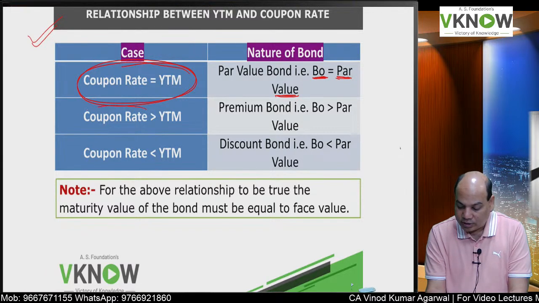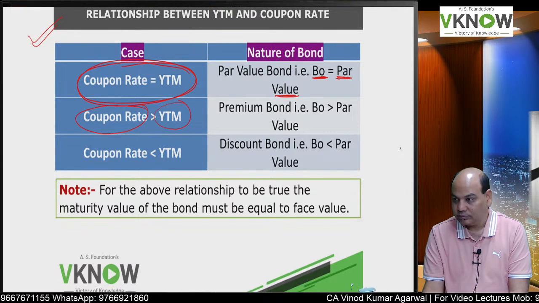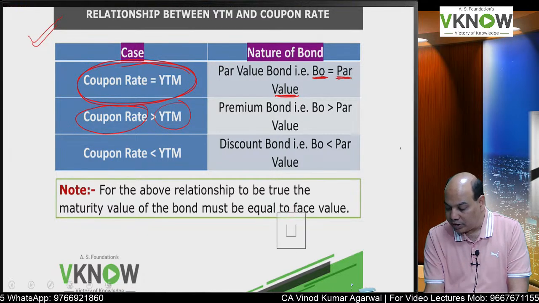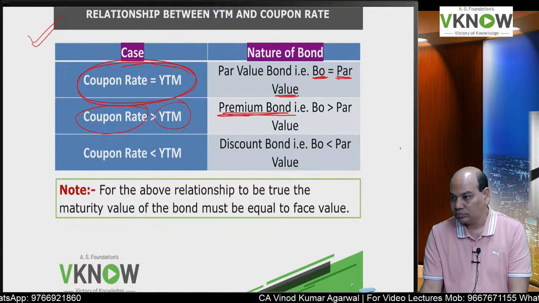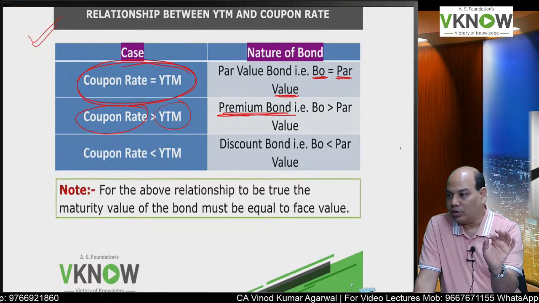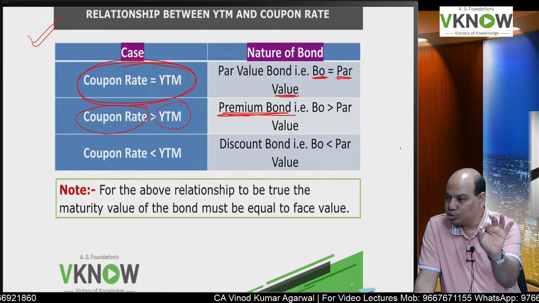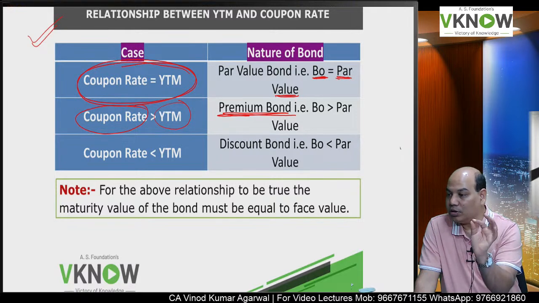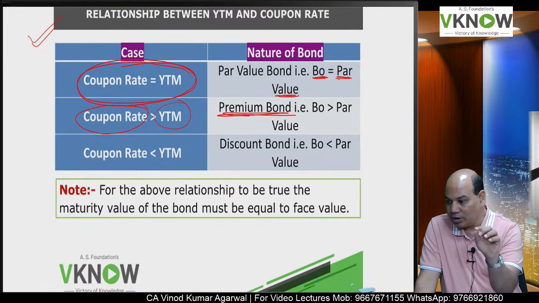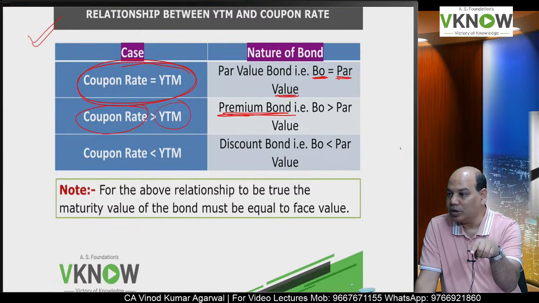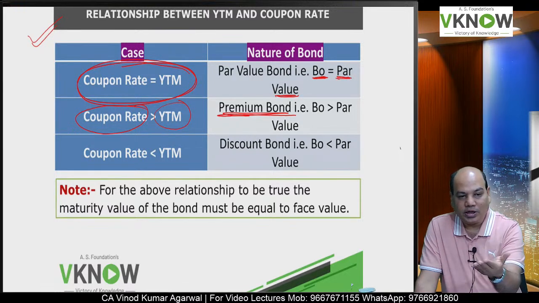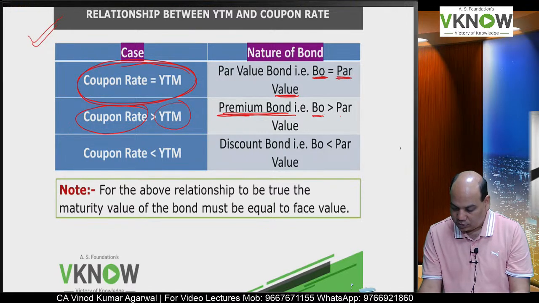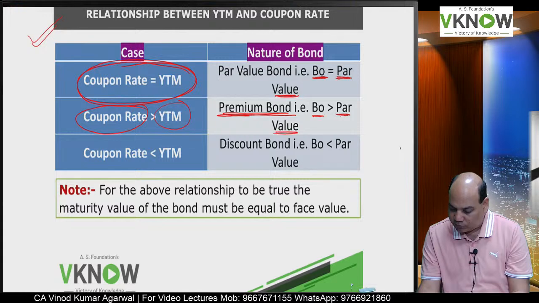If coupon rate is greater than YTM, the bond will be trading at a premium today. That means when your YTM is less than coupon rate, the bond will be trading at a premium. In question number 1 also we have written the same thing. If required return is less than coupon rate, the bond will be trading at a premium.